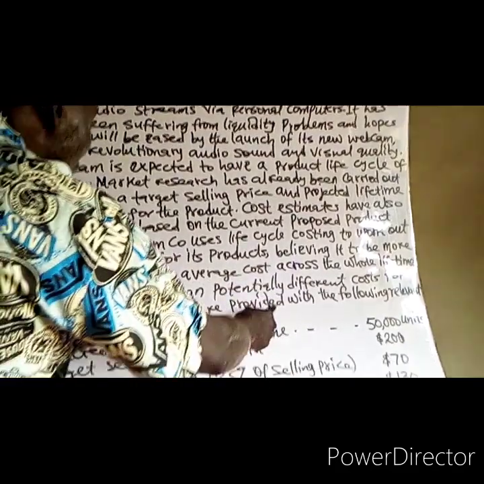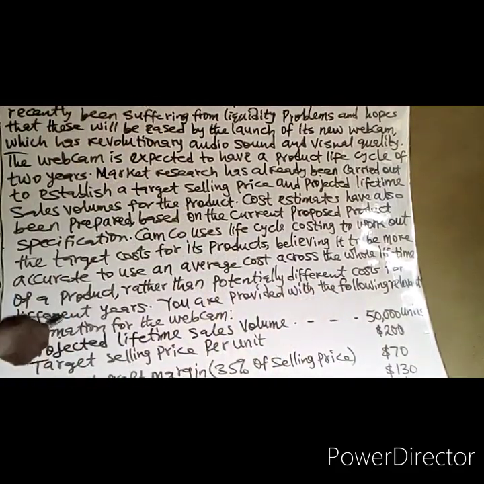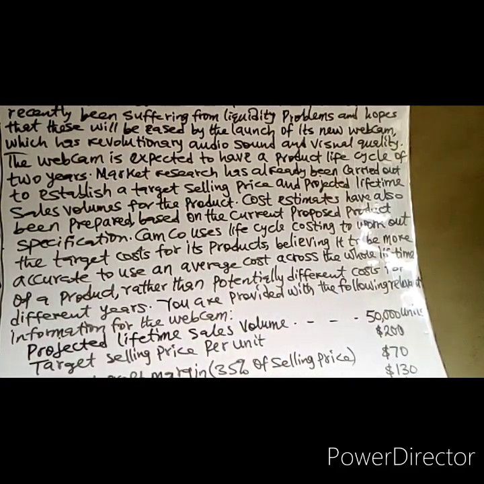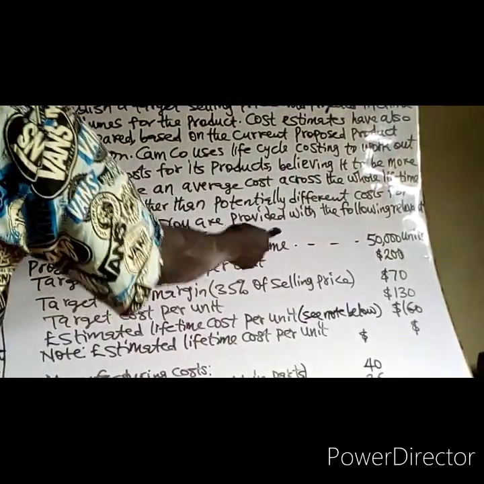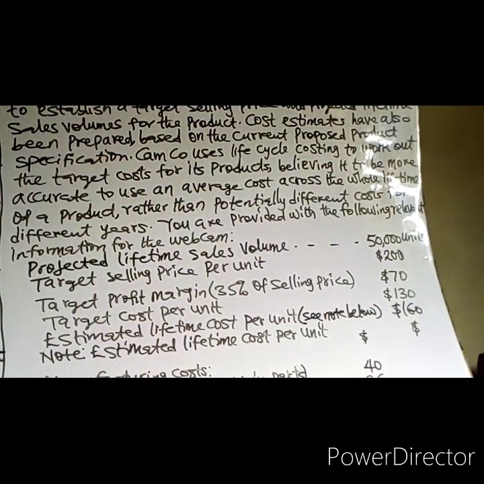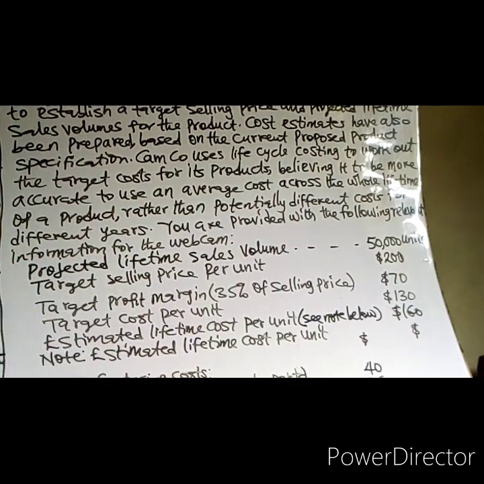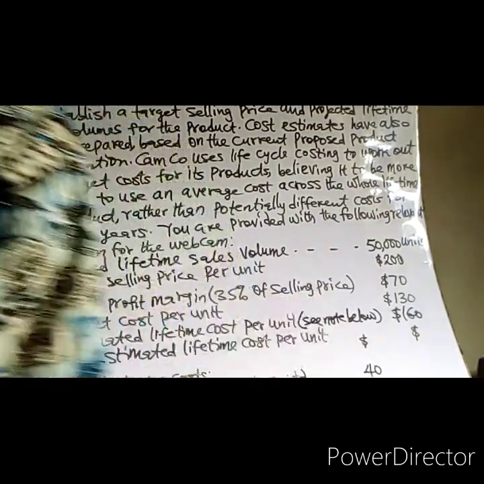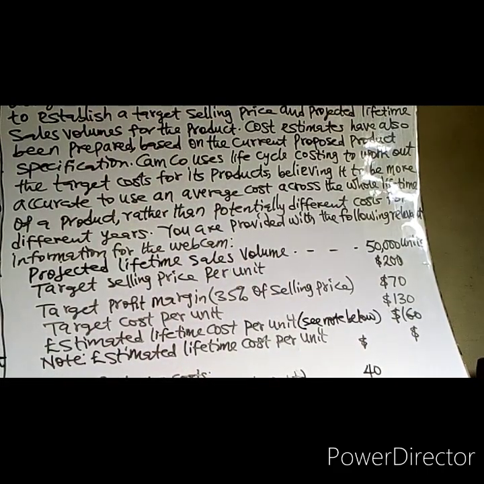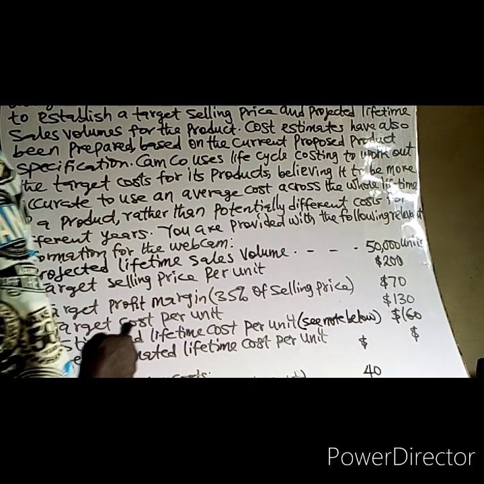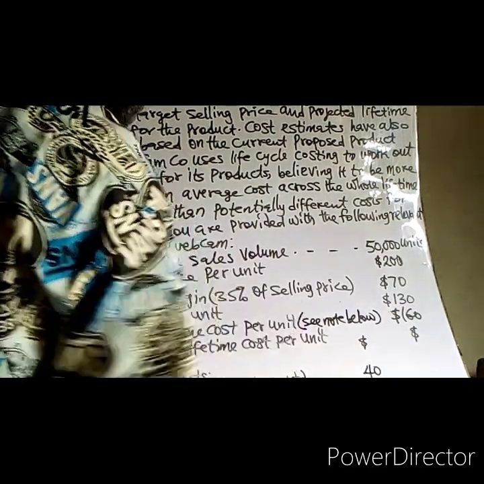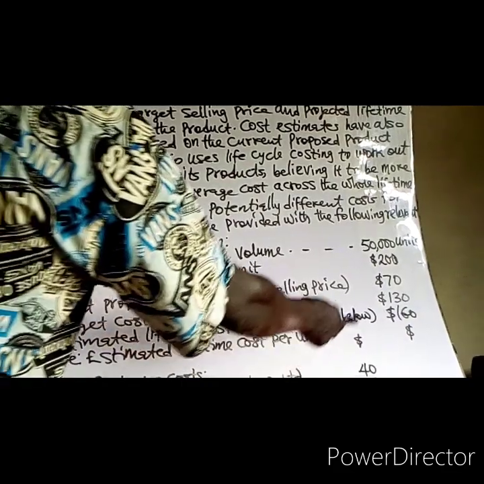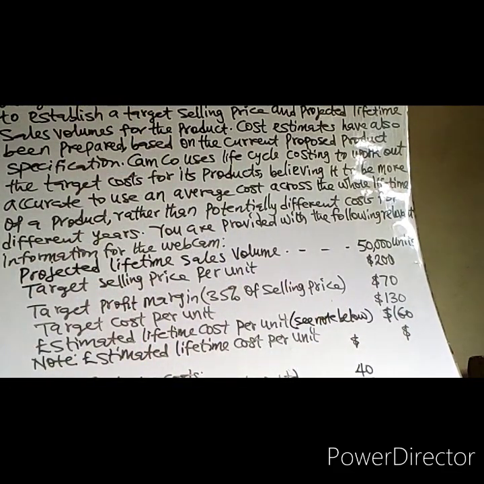You are provided with the following relevant information for the webcam. Projected lifetime sales volume is 50,000 units. Target selling price per unit, and that is $200. Target profit margin, 35% of selling price, and that is $70. Estimated lifetime cost per unit, see note below, and that is $160.